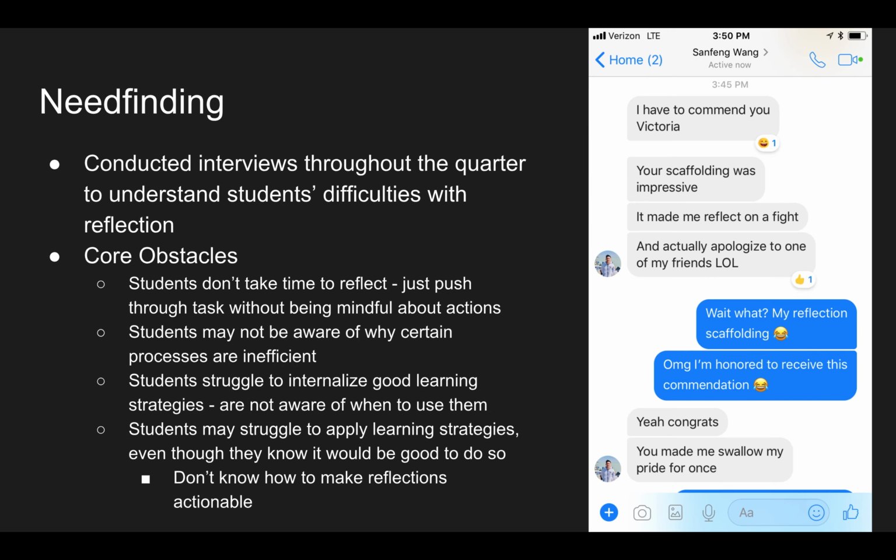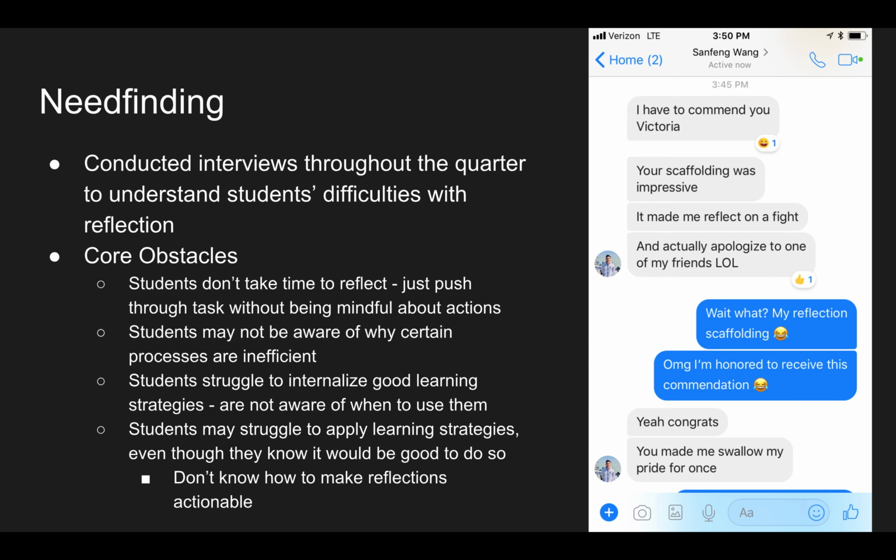And here's a little more on the need finding I did. So throughout the quarter, I conducted interviews to understand what really made it difficult for students to reflect. And actually, here's how the quarter kicked off, which was pretty good, because one student in DTR actually messaged me over the summer telling me that my reflection scaffolding from the previous quarter, which was spring 2018, was really helpful, and he thought a lot about it, and it actually prompted him to reflect on a fight and apologize to one of his friends.